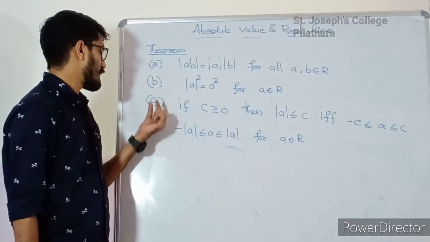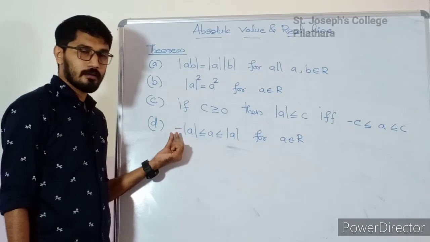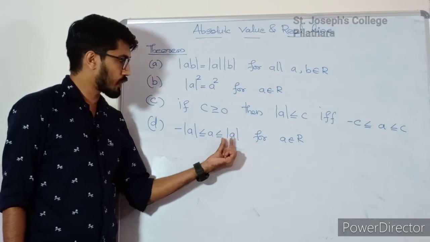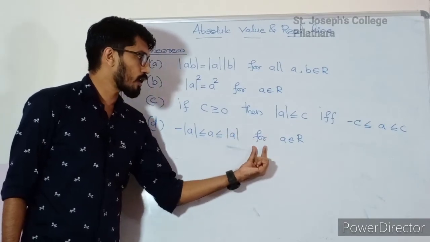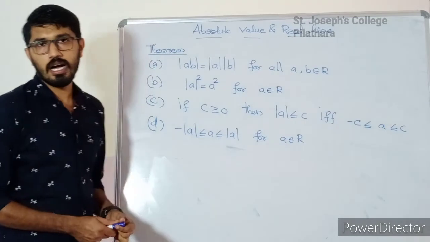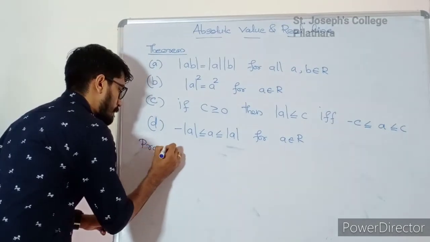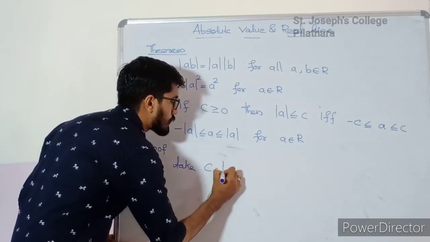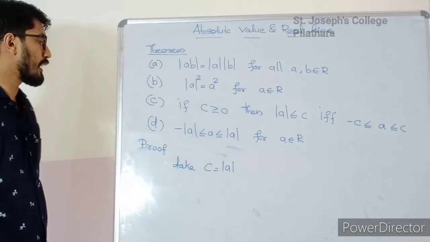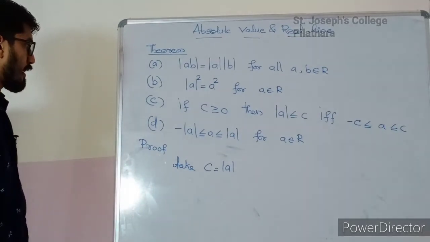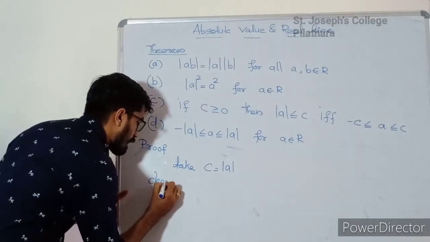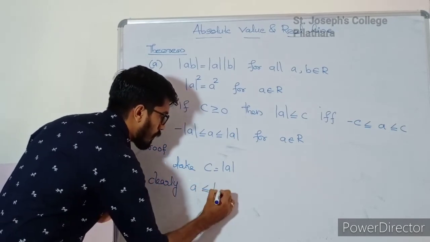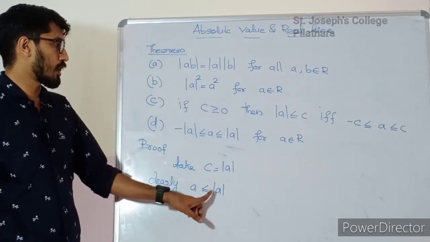Next, we move on to D. We want to prove that minus of absolute value of A less than or equal to A less than or equal to absolute value of A for all A belongs to R. Proof. Take C equal to mod A. Clearly A less than or equal to mod A.